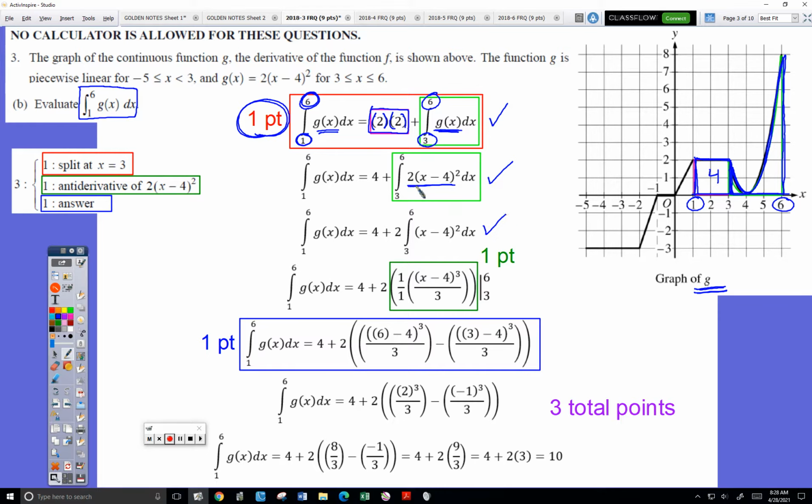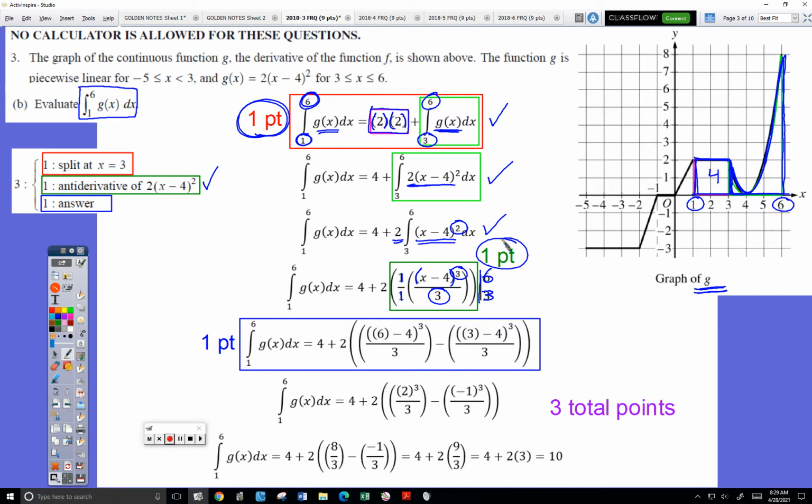I pull out the 2 because it's a multiplying constant. Now I must take the antiderivative of this. That requires the ax plus b rule. So I have 1 over a multiplied by ax plus b to the third power now, because it was the second power, divided by 3. And that must be evaluated at the two limits of 6 and 3. If I get the antiderivative correctly written down, the grader will give me a second point.